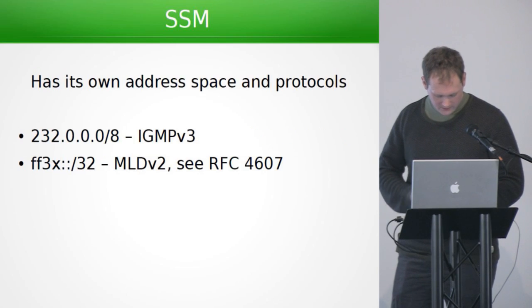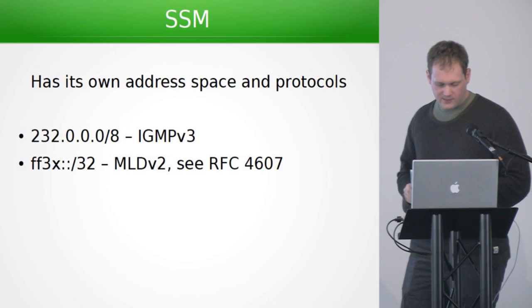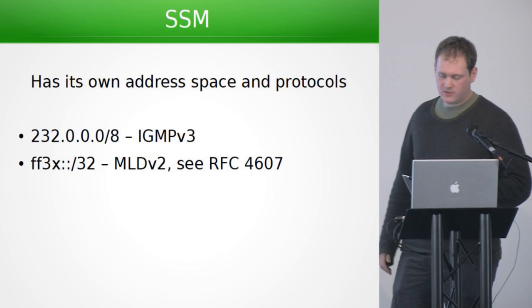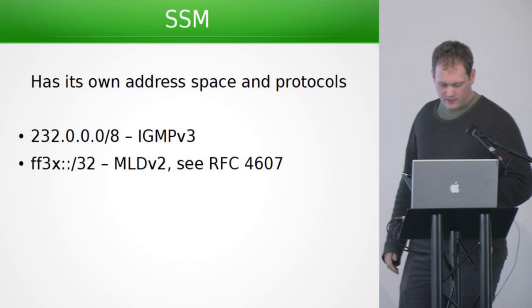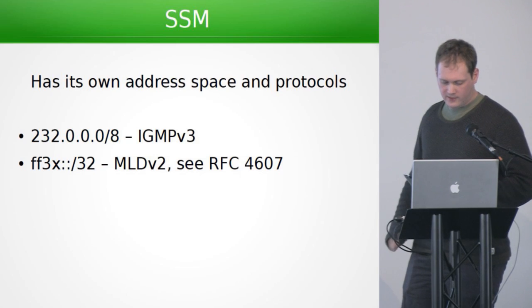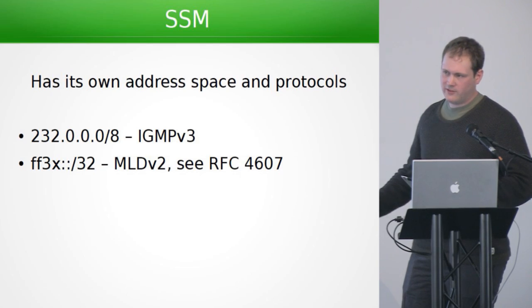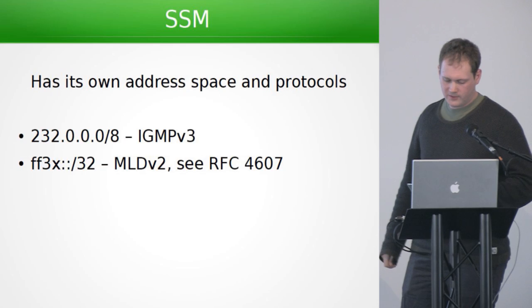It has its own address space, which is a subset of the ASM space. So if you remember, 224/4 was the ASM multicast space. They've carved off a /8 for SSM, and they've carved off a little bit of V6. You will have noticed probably that X is not a hexadecimal number, but there's an RFC covering what the X means, and it's quite long. Read it if you want to.